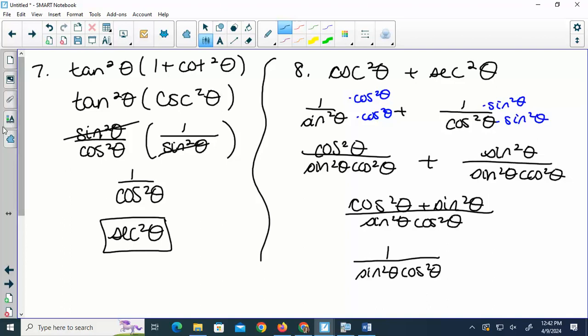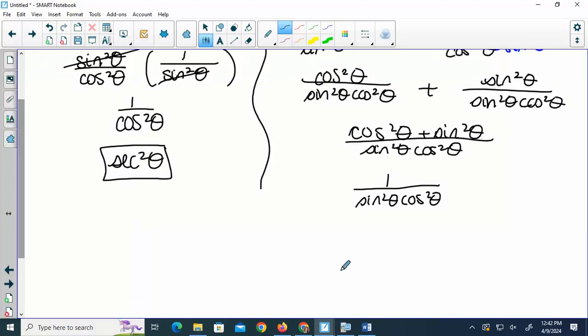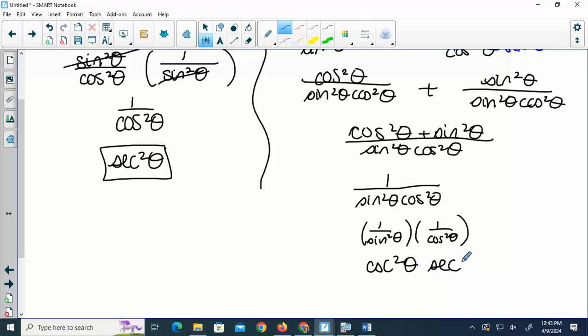Okay, you might have left it like this, but you could have recognized, we've had some where we split this up and we said, well, this is the same as 1 over sine squared times 1 over cosine squared. 1 over sine is cosecant, and the square would just carry down. 1 over cosine is secant, and the square carries down. So this turned into cosecant squared times secant squared.